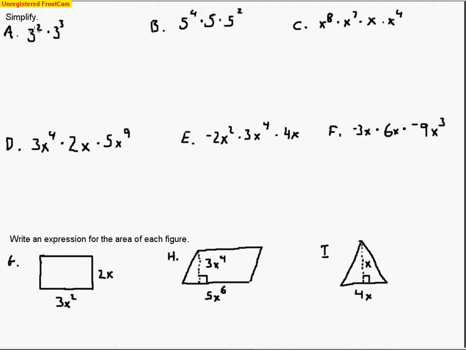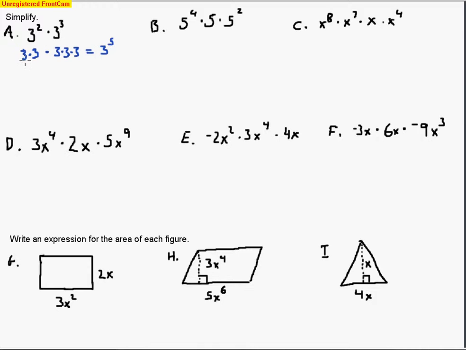You can see here we have a term 3 squared being multiplied by 3 to the third power. So what does this mean? Well, 3 squared is the same thing as 3 times 3. 3 to the third power is 3 times 3 times 3. Since everything's being multiplied, these two 3's are being multiplied by these three 3's, we could rewrite this with exponents, 3 to the fifth power.